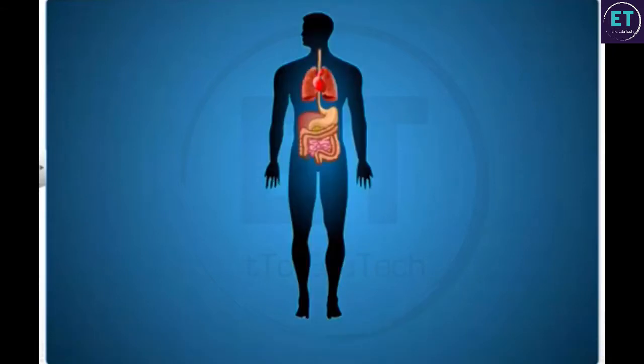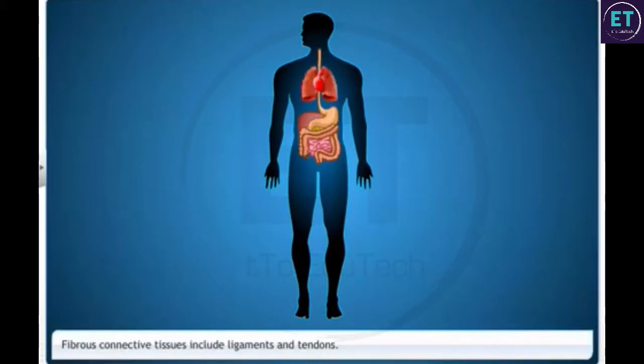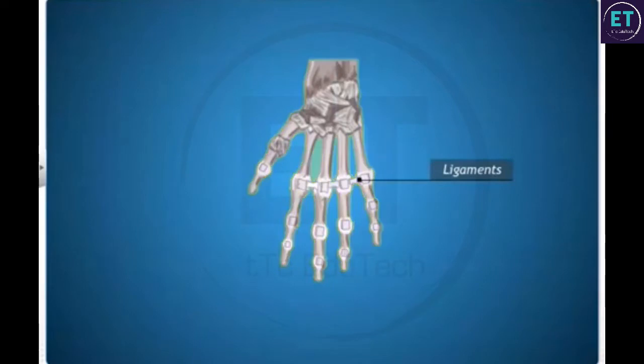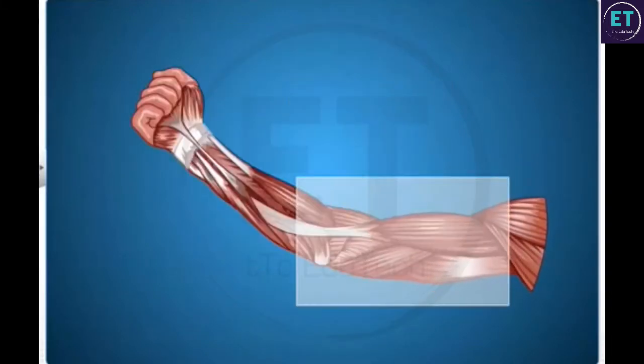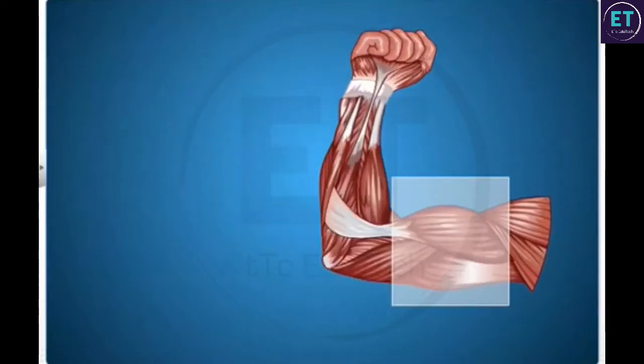Take a close look at these tissues that pack and bind various organs. These are fibrous connective tissue. They include ligaments that connect two bones. Ligaments are tough and elastic and provide strength and flexibility. Tendons connect bones to the muscles. Tendons are tough and non-elastic and provide great strength and limited flexibility.